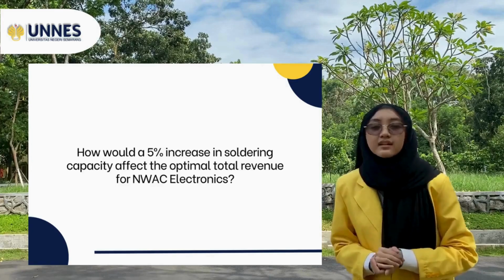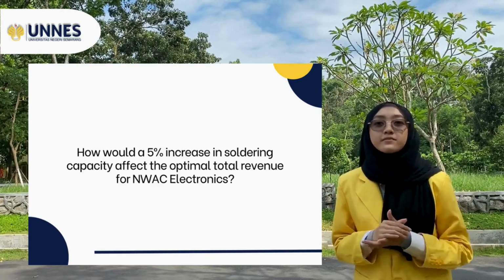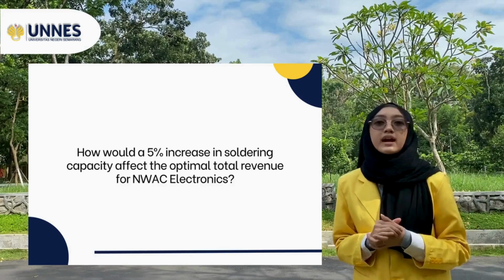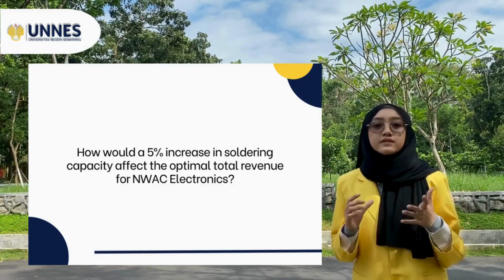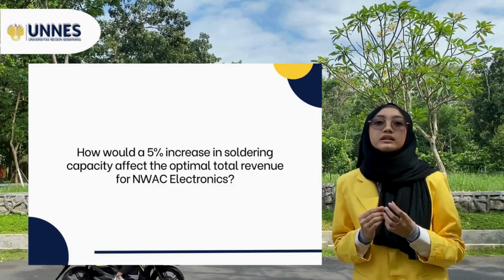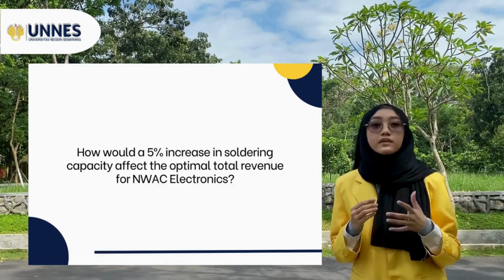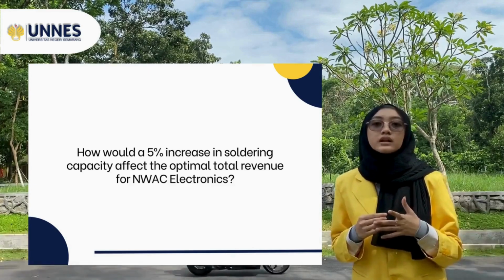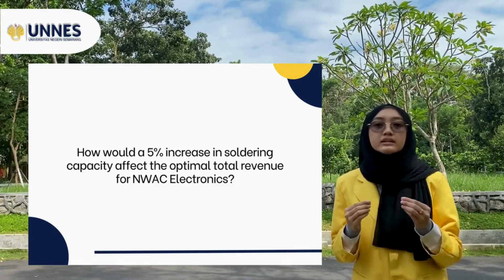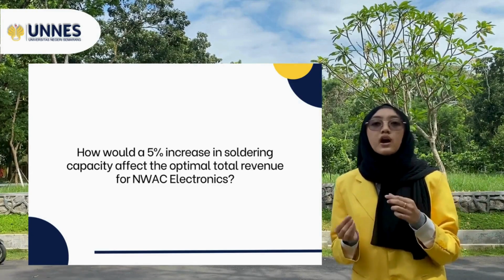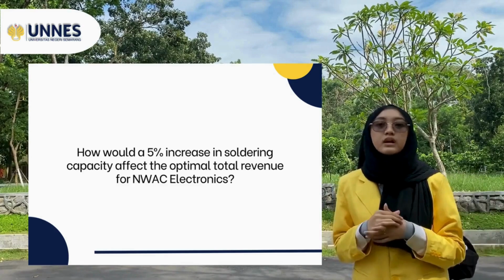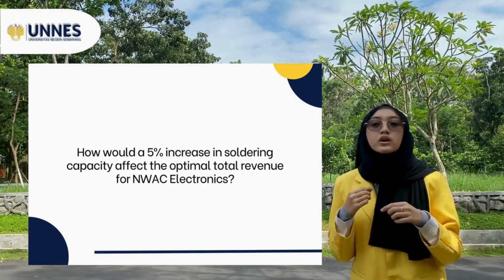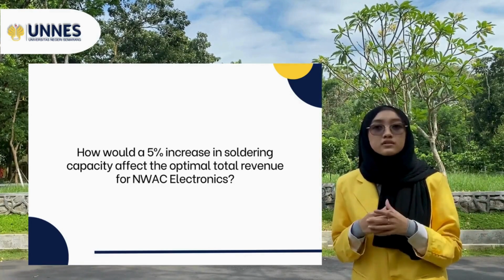Okay, our last problem: how would a 5% increase in soldering capacity affect the overall total revenue for NWAC Electronics? To solve this problem, instead of calculating our new maximum revenue from the very beginning, we can just use the concept of sensitivity. If our new capacity of soldering time is still in the range of the sensitivity of our old soldering time capacity. And then, how can we determine the sensitivity range? Here we call it the right-hand side ranging for soldering time.